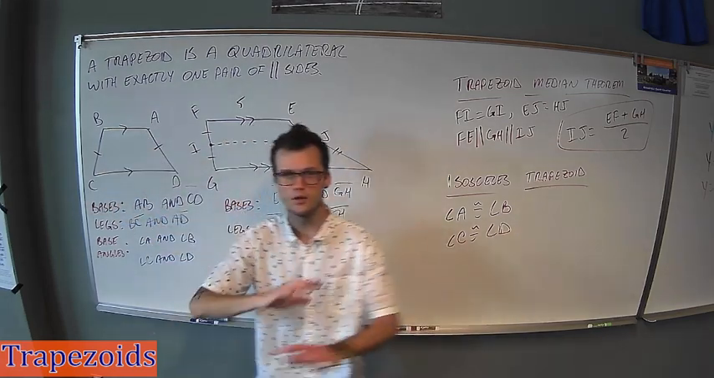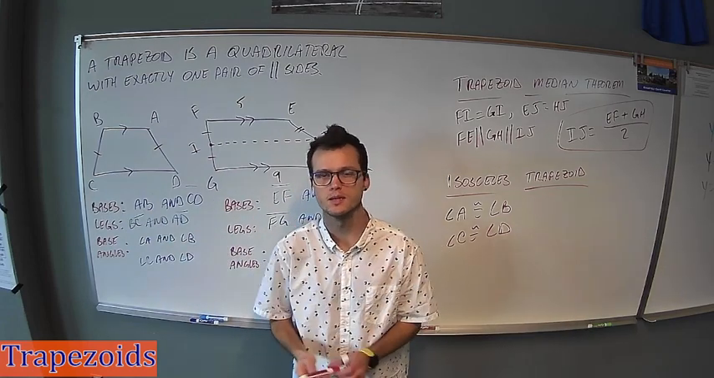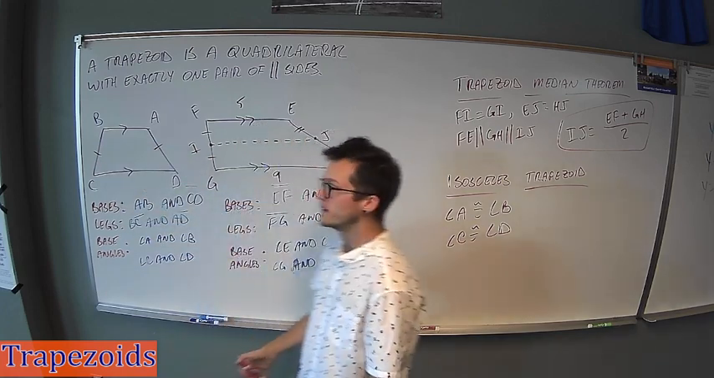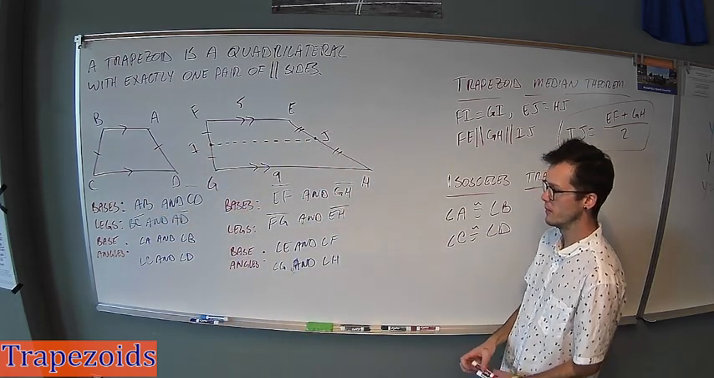Don't get this twisted though. Angle B and angle C, those are not congruent. Those aren't the same pair of base angles. Yeah, they're along the same leg, but they're not along the same base. So we have to be careful which ones we define as our base angles.